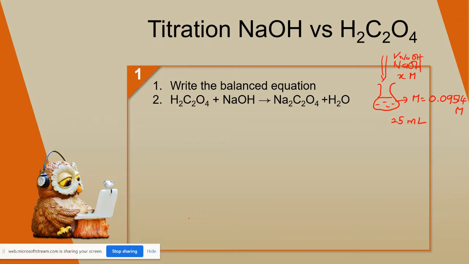Of course, when NaOH reacts with oxalic acid, we need to have the reaction equation. And why is this important? Because we want to know the mole ratio. When we balance this equation, we'll get the mole ratio to be 1 to 2. So 1 mole of H2C2O4 reacts with 2 moles of NaOH.